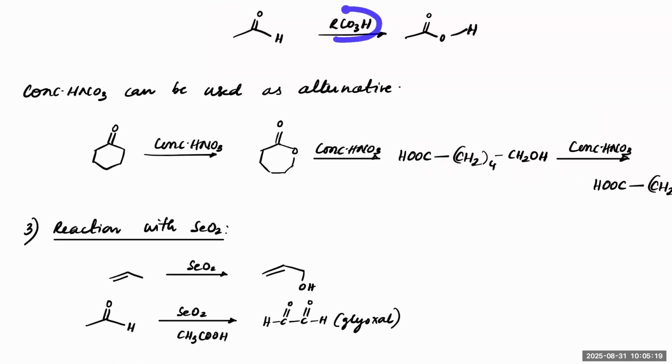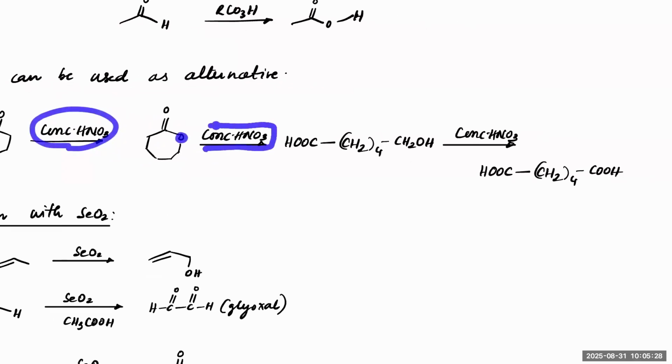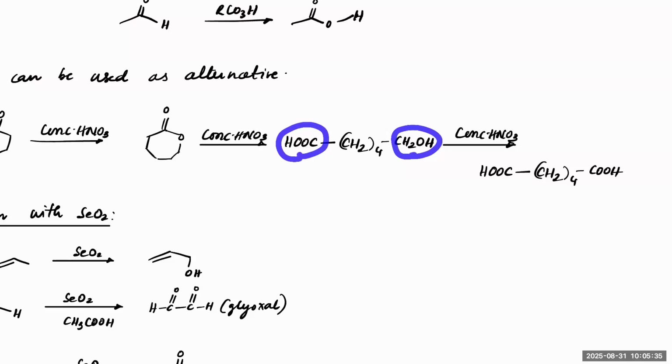Alternatively, instead of using this one, we can also use concentrated HNO3. Concentrated HNO3 will also make an insertion like this. And as you further react with it, it will open to convert into a primary alcohol and an acid. And the primary alcohol, if you keep on adding concentrated HNO3, will get oxidized to acid. And this particular acid is called adipic acid. It's a very important acid in biomolecules.